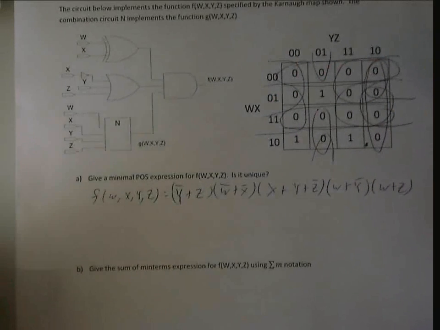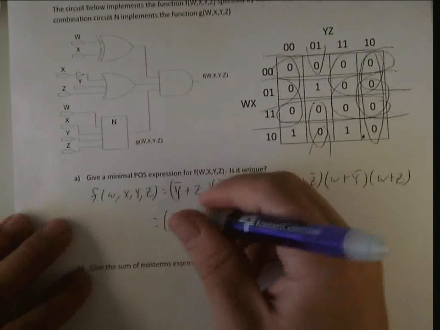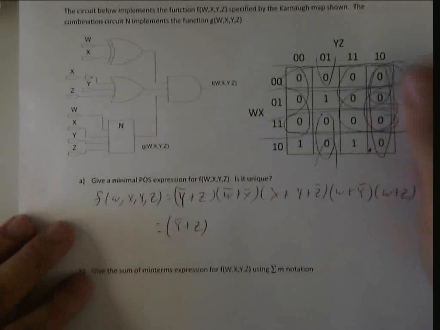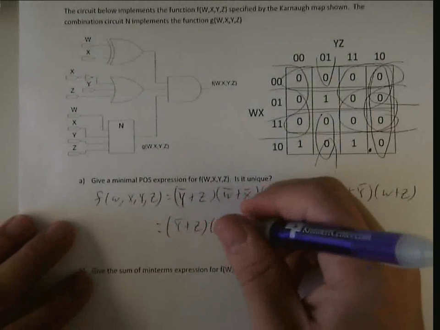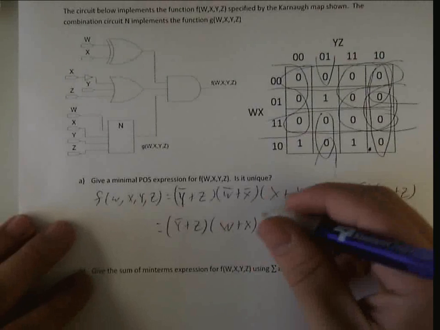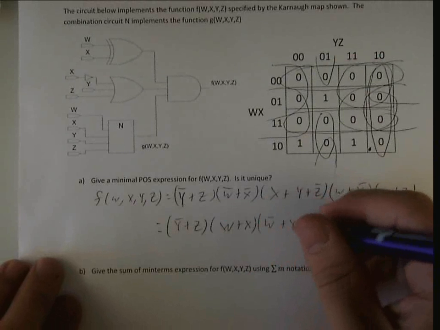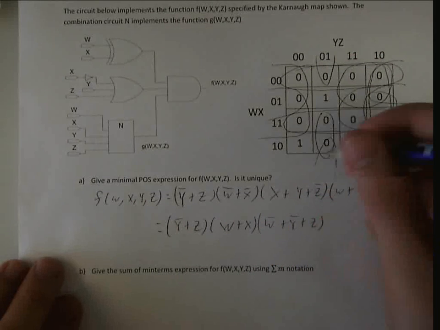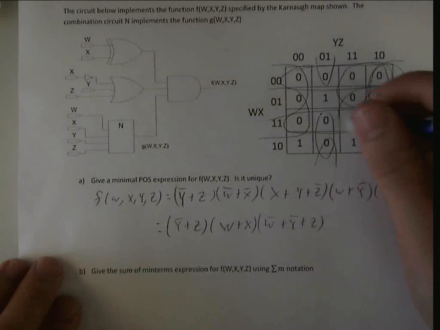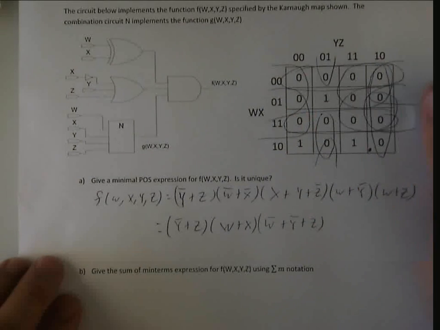Since I can find 2 different ones with 5, I'll just write out that set of loops I just wrote. It was Y bar or Z. For that, this was W or X. Then this loop was W bar or Y bar or Z. Sorry, this loop here. And so I've covered those, and then I need this loop and this loop.